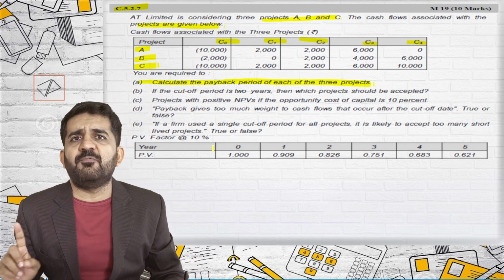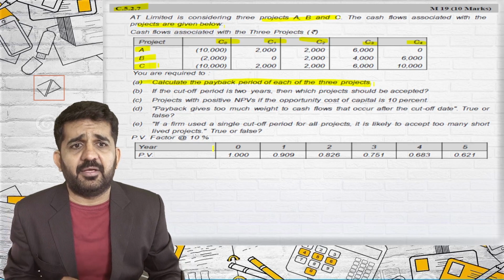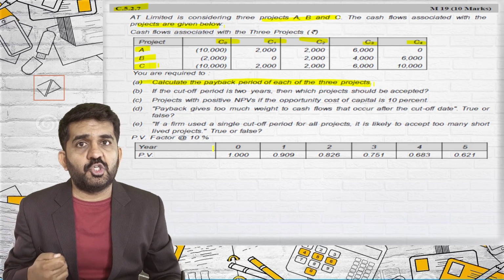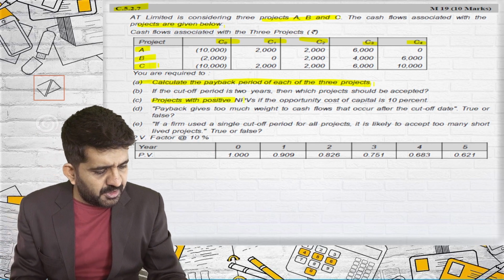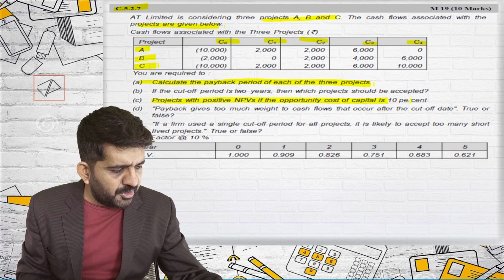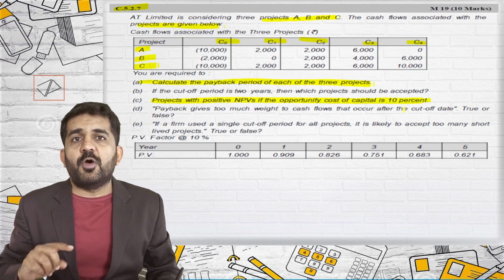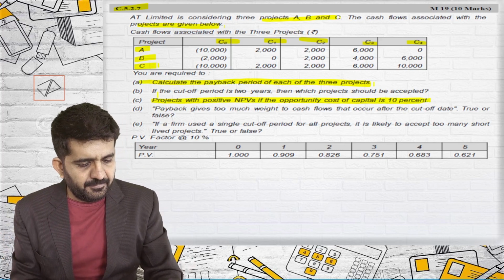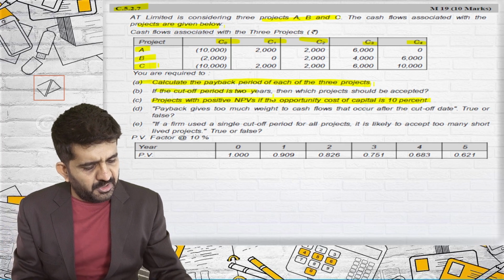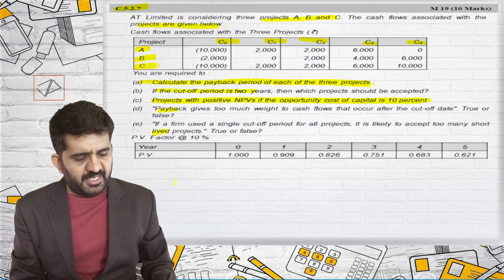I will not be finding out a discounted payback. Sir, why is the rate of return not given? It is given, but only for NPV, for projects with positive NPV if the opportunity cost is 10%. So for payback, no rate is available. I will be finding out simple payback. If the cutoff period is 2 years, this I'll explain to you.